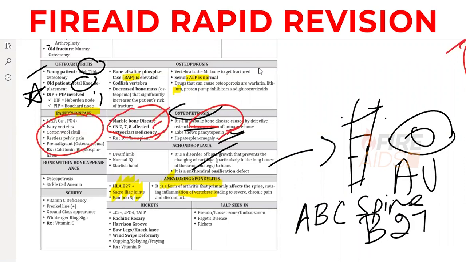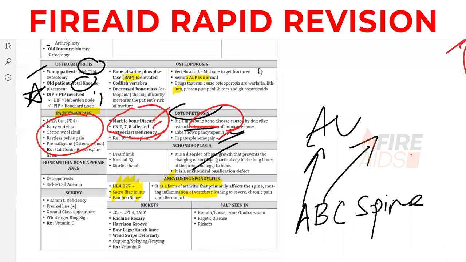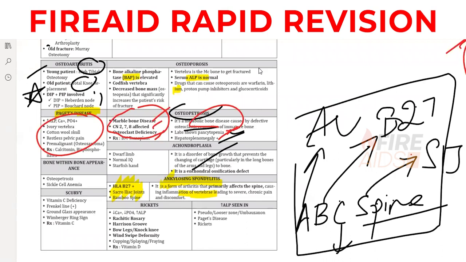A, B, C spine. A is for anterior uveitis, B is for bamboo spine and B27, HLA B27, and C is for chronic pain, and spine is for spine. The pain in the spine affects specifically the sacroiliac joint. S means sacroiliac joint. So ABC spine is the mnemonic you are going to remember for ankylosing spondylitis.